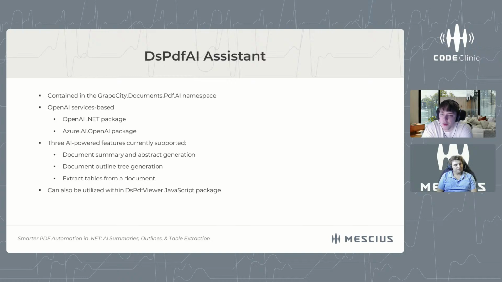This is an OpenAI services-based package, the DsPdfAI assistant. So it utilizes OpenAI.net and Azure.ai.openai as well. And currently we have 3 AI-powered features that are supported. That's document summary and abstract generation, document outline tree generation, and the ability to extract tables from a document. And this can also be utilized within our DsPdf viewer JavaScript package, which we'll show at the end of the demonstration.